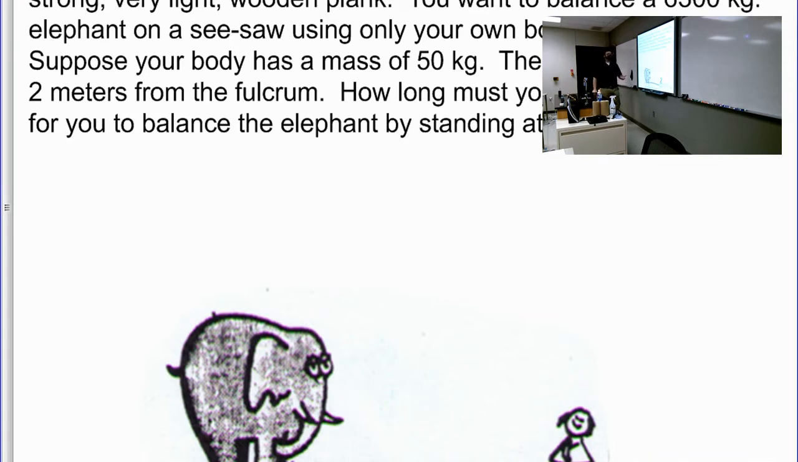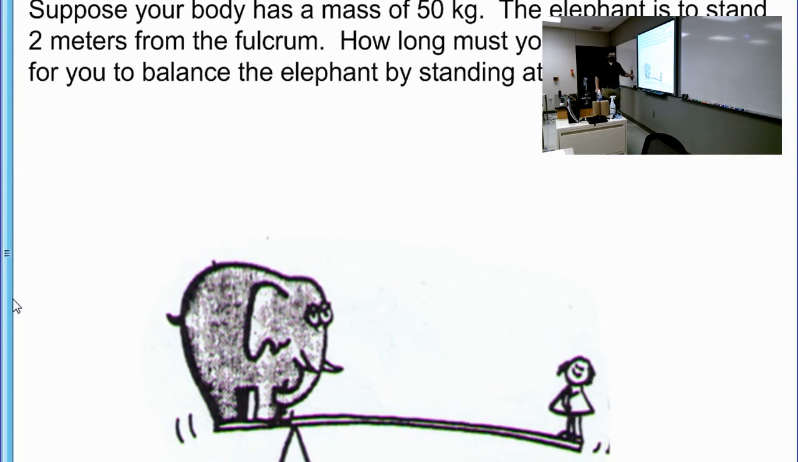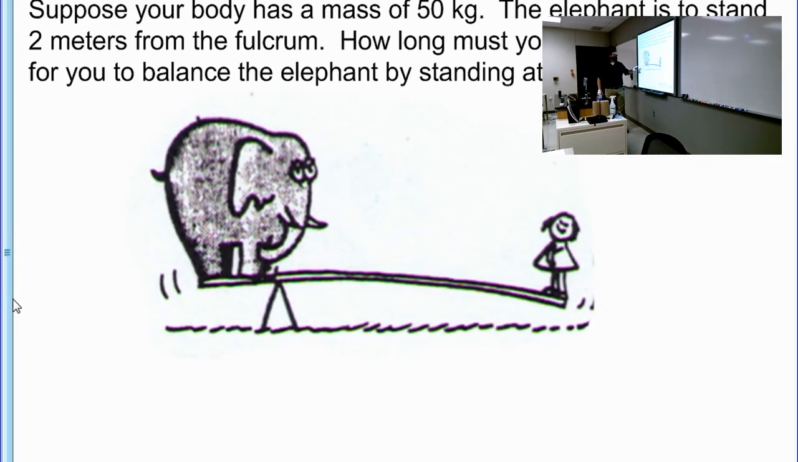So suppose your body has a mass of 50 kilograms, and the elephant's going to stand on one side, 2 meters away from the fulcrum, and you're going to stand how far on the other side of the fulcrum. Okay, so there's a little diagram. I mean, that's obviously a little bit of a cartoon, but it's pretty much a diagram of what's going on. I'll move that up a little bit.